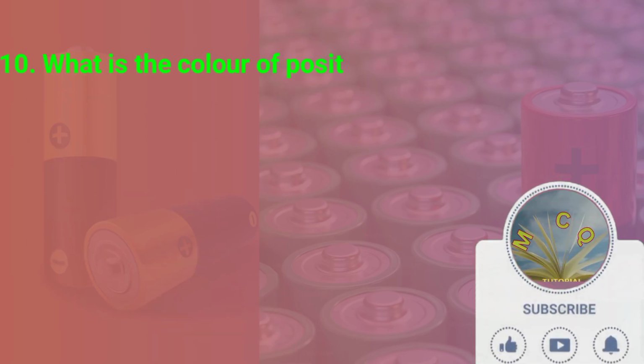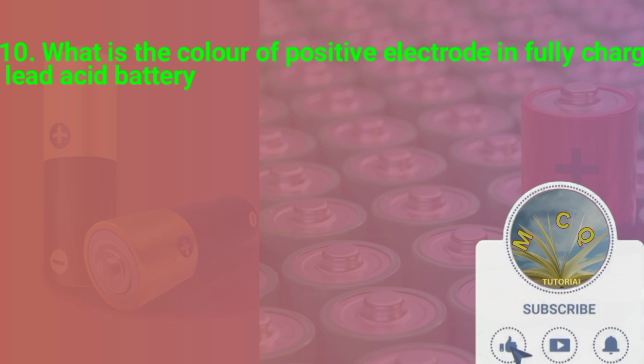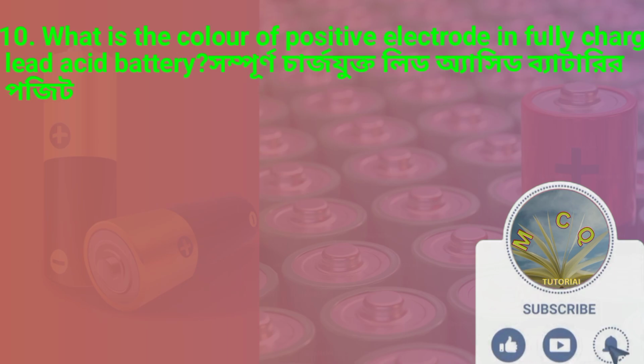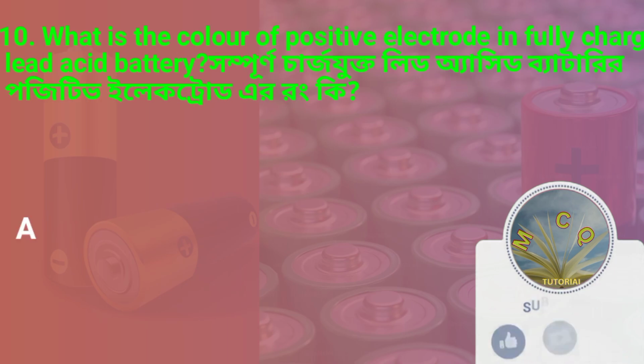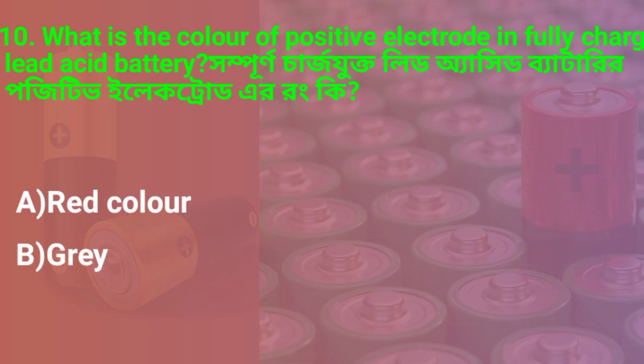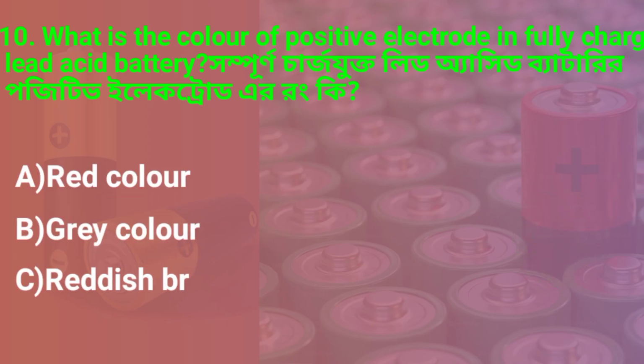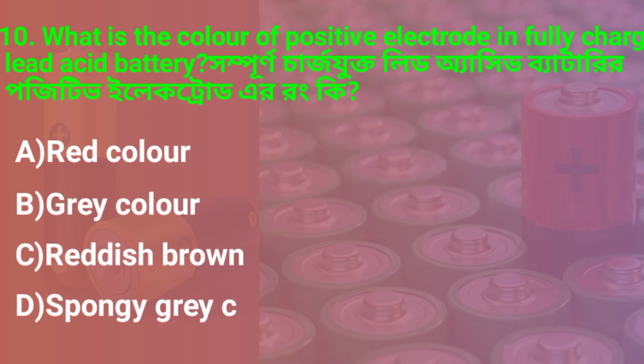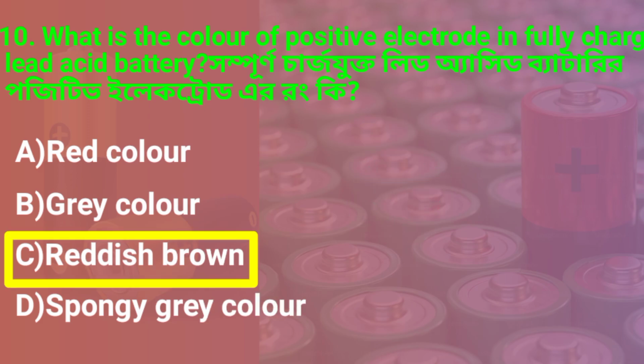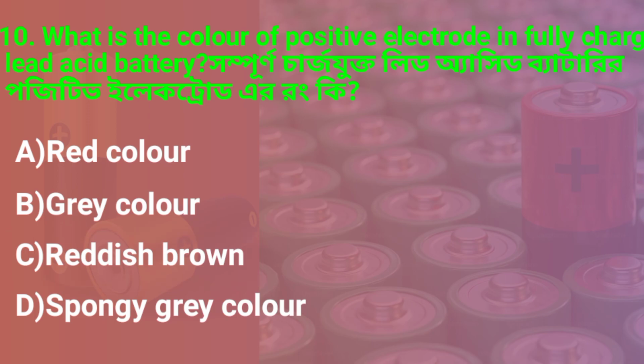Question number 10. What is the color of positive electrode in fully charged lead acid battery? Option A red color, option B grey color, option C reddish brown, option D spongy grey color. উত্তর হবে option C reddish brown.